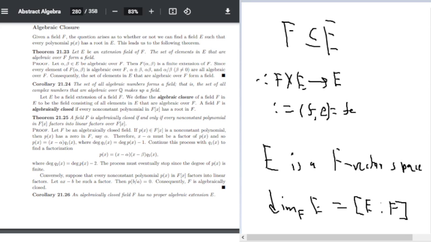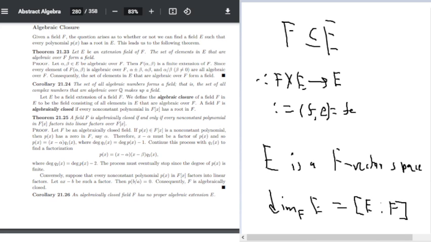Let E be a field extension of F. We define the algebraic closure of a field F in E to be the field consisting of all elements in E that are algebraic over F. A field F is algebraically closed if every non-constant polynomial in F of X has a root in F. The ultimate big boy theorem that we're bringing up is slowly getting ready for the fundamental theorem of algebra. We've talked about this. So theorem 21.25.